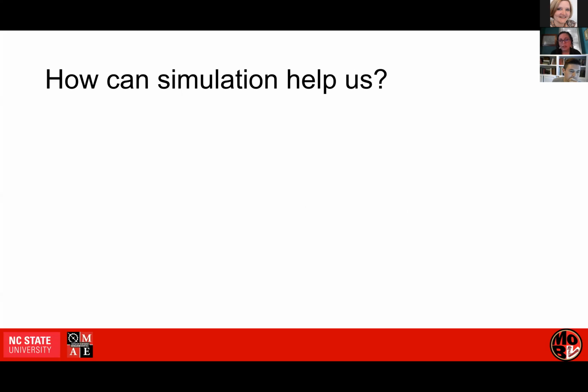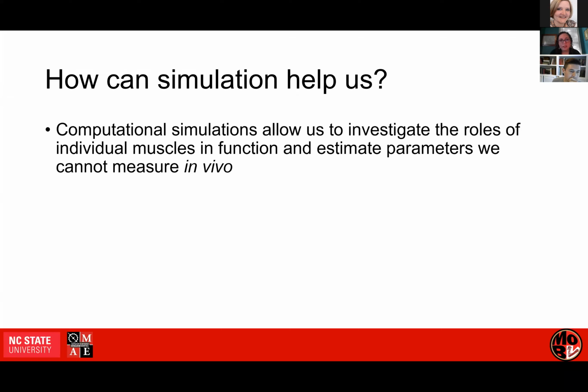So how can simulation help us? First, computational simulations allow us to investigate the roles of individual muscles and function and estimate parameters we cannot measure in vivo. There's a lot about an in vivo human musculoskeletal system that we cannot measure. We cannot measure individual muscle forces. We cannot directly measure the actual activation of a muscle, although we can estimate it from external measures. We cannot directly measure the joint reaction forces within a joint unless we have already replaced that joint with an implant. So there are things that we can only get at and estimate through computational simulation.